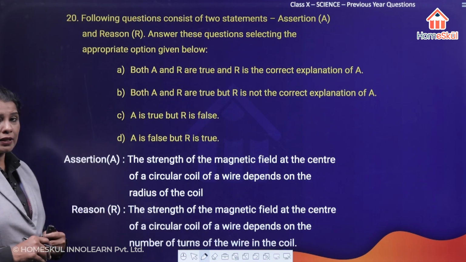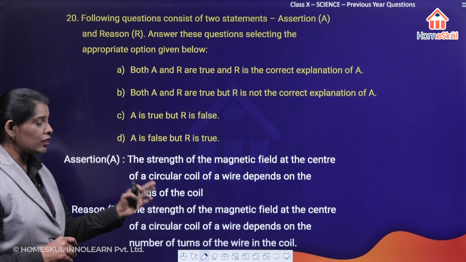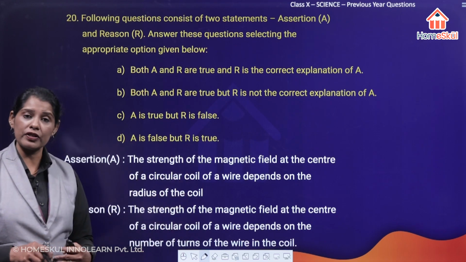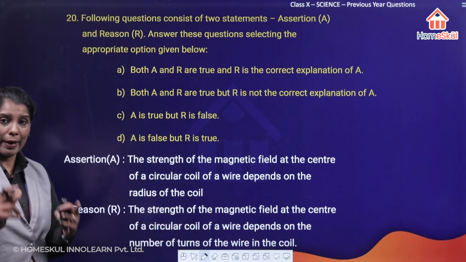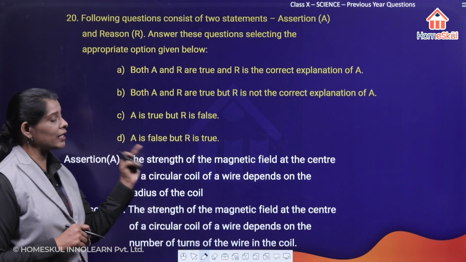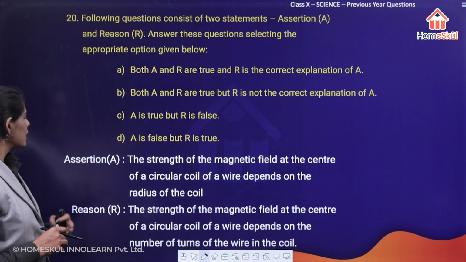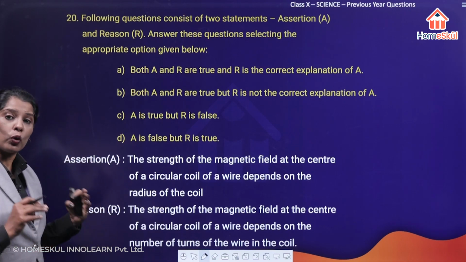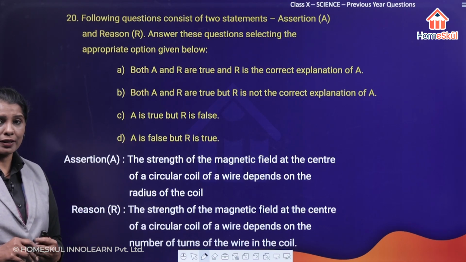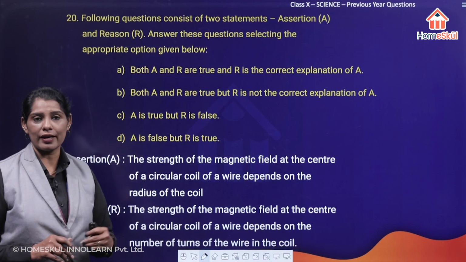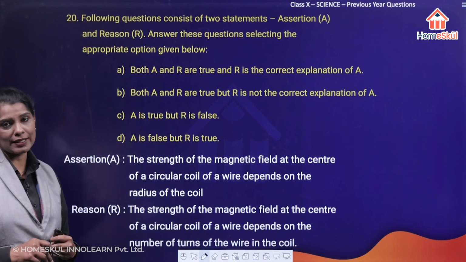What about the reason? It says that the strength of the magnetic field depends on the number of turns, which is also true. But it is not the correct explanation for the assertion statement. So that means assertion and reason both are true, but reason is not the correct explanation for the assertion statement.